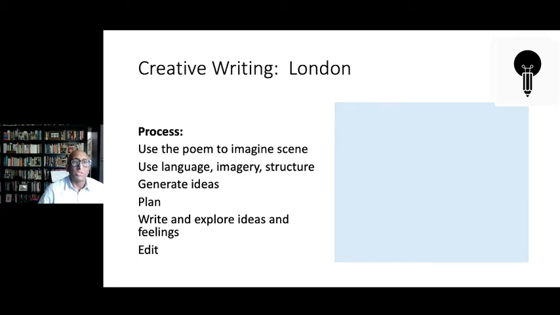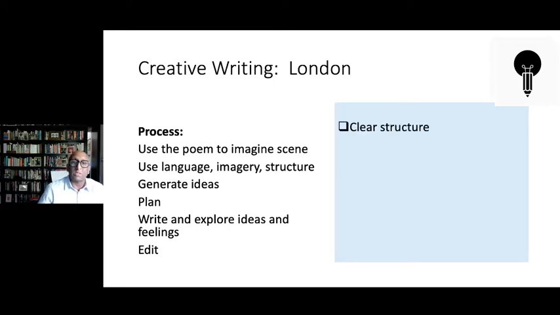Okay, so that was my version of turning London into a prose kind of piece. Here's what you need to do when you write yours. You need to use the poem to imagine a scene. You need to use language, imagery, and structure from the poem, and think about how you could even structure your piece using the structure of the poem. You should brainstorm ideas. You should plan. You should write and explore your feelings, and then you should try and edit what it is that you've written.